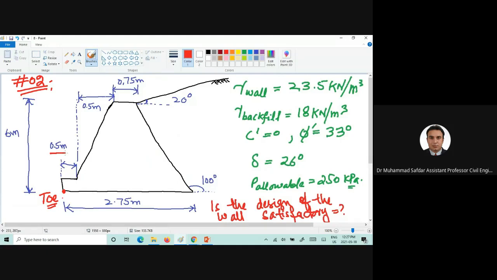Look, this portion is 0.5 meter, this portion is 0.5 meter, so from here till here it's 1 meter. Agree or not? Yes, sir. And from here till here we will be having 0.75 meter. Agree? Now we got 1.75 meter here and the total is 2.75 meter. So this portion would be 1 meter. Agree?